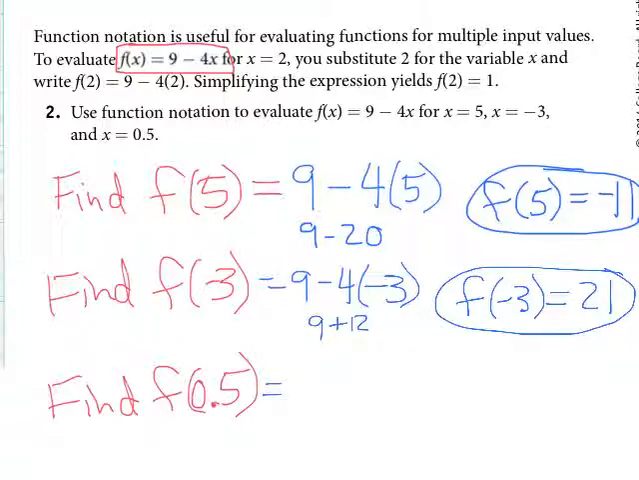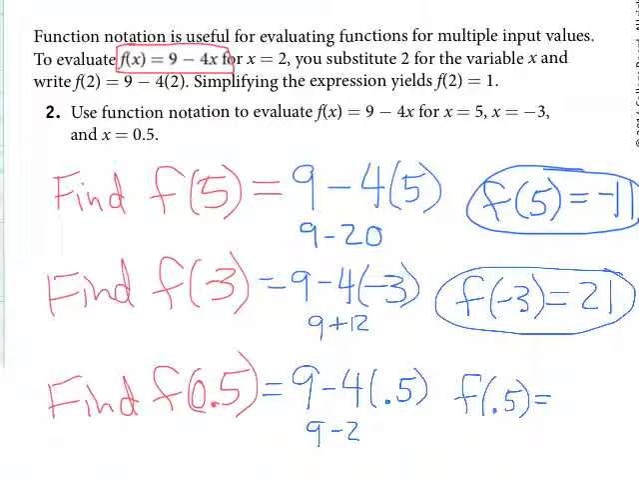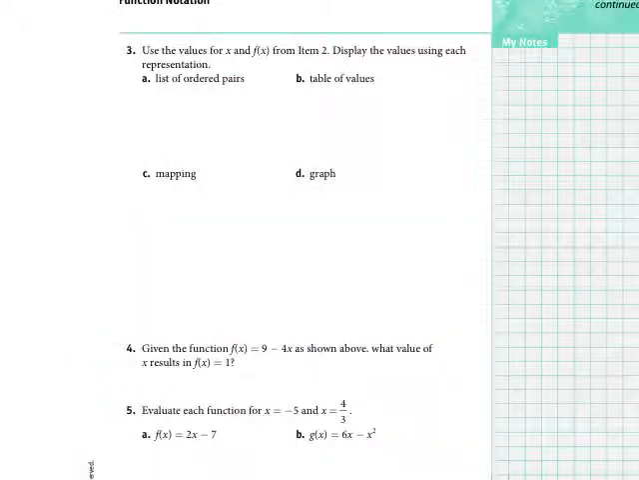F of 0.5, so I'm using the same function, 9 minus 4, and my input this time is 0.5. So half of negative 4 is negative 2, 9 minus 2 is 7. So the f function with the input of 0.5 gives me the output of 7. Okay, so that's function notation. Alright, so there's one more problem that I want to look at. Go ahead and flip to the next page. I want to look at 4.